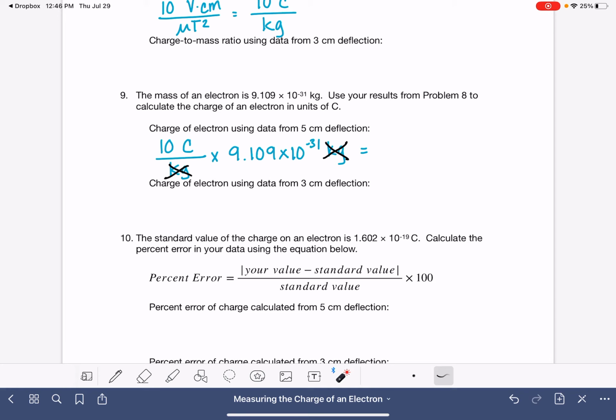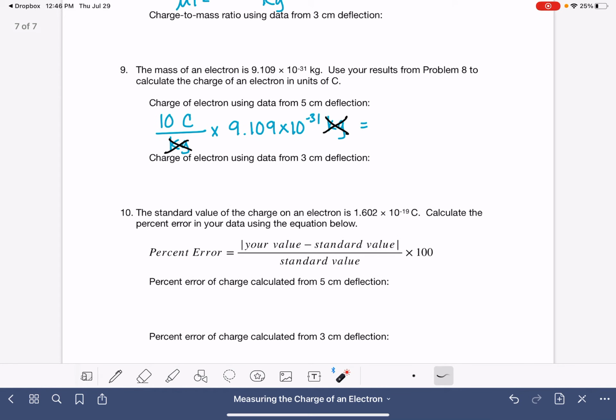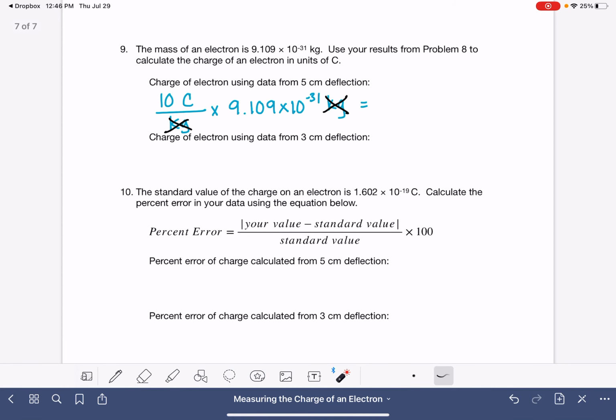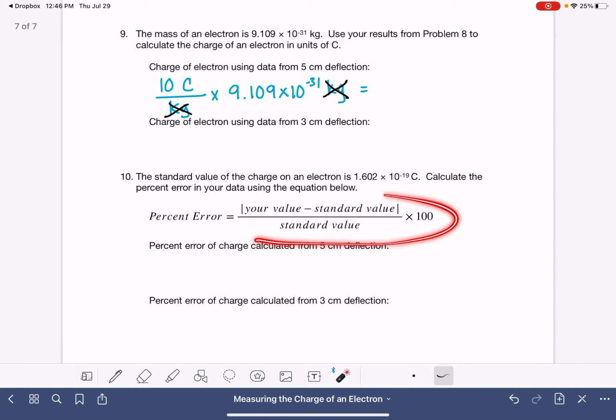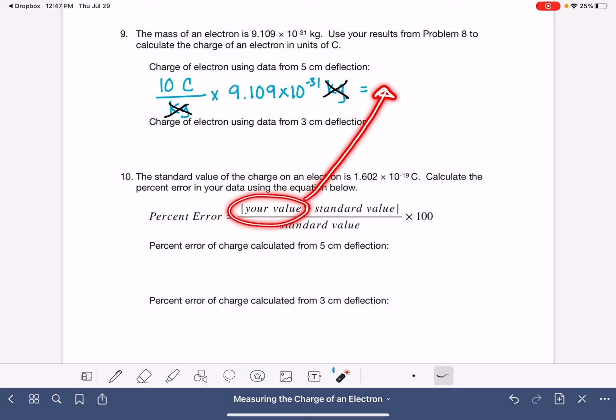And last thing that you're going to do is see how accurate your data was. So we know the actual value of the charge of an electron is 1.6 times 10 to the minus 19. Your data is going to be pretty close to that. It's probably not going to be exactly that, but it should be relatively close. And you're going to calculate your percent error. This is the equation that you'll use to calculate your percent error. Your value is referring to the value that you calculated yourself, whatever you got in question number 9. The standard value is this number that I've provided for you.